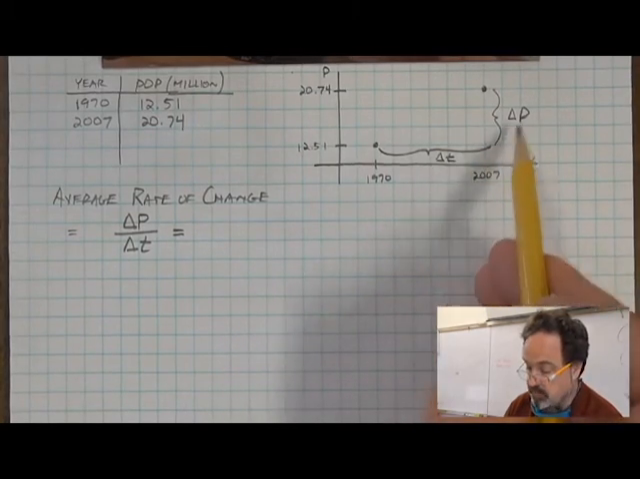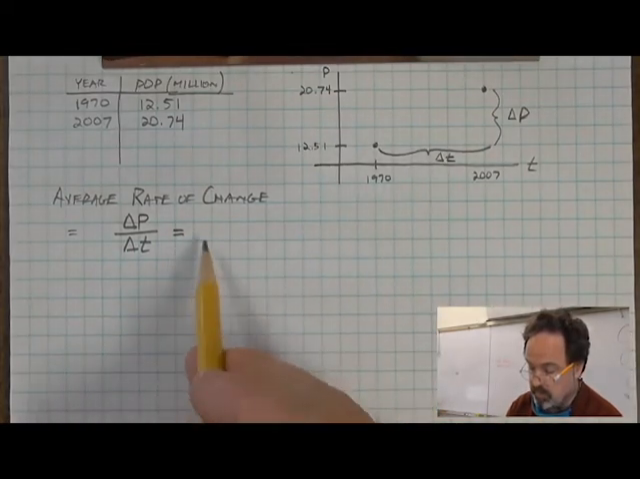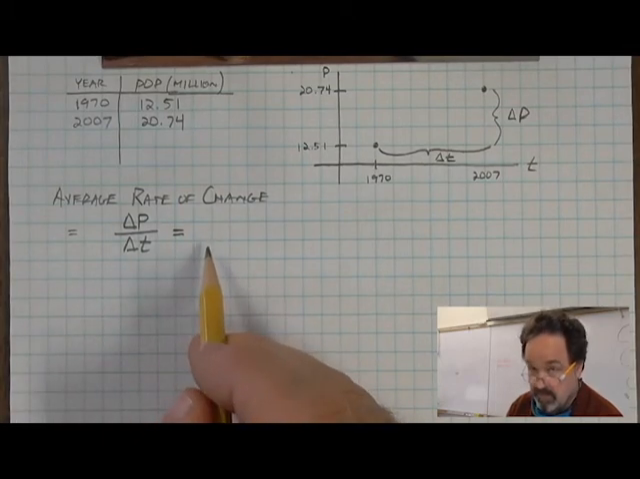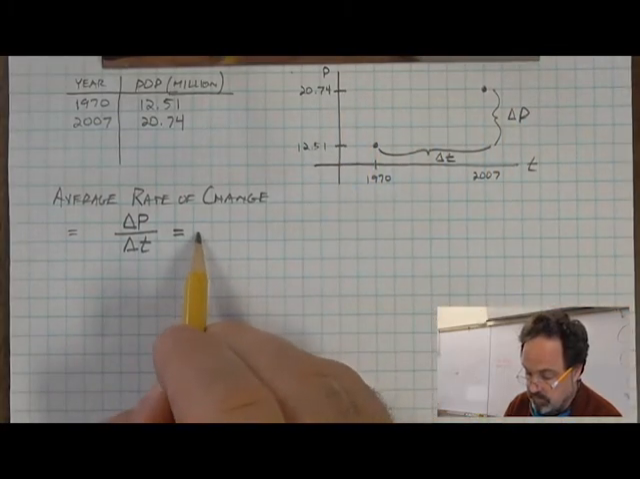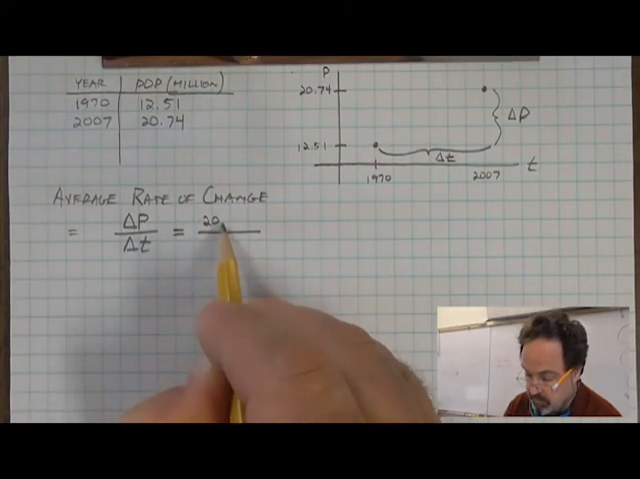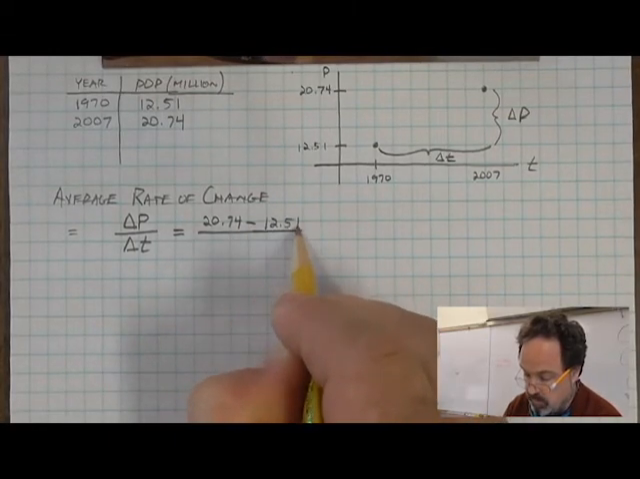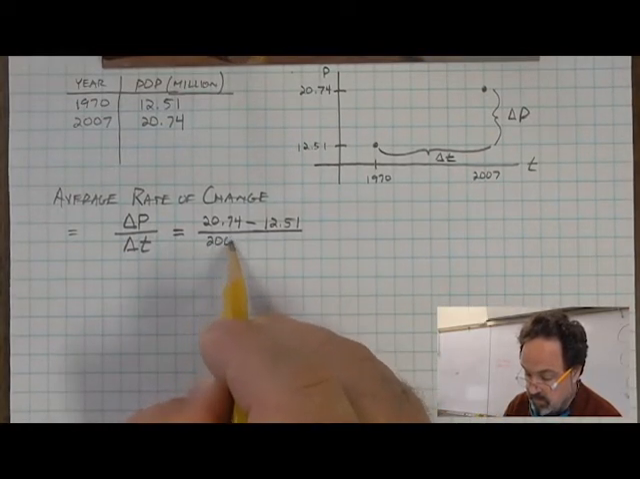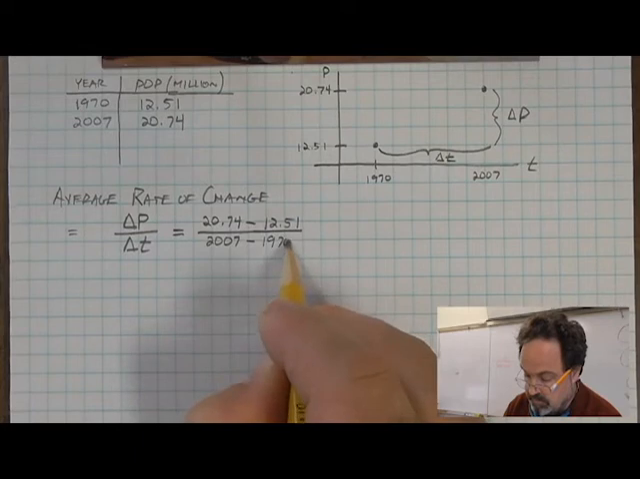And typically in algebra, we would label these delta y and delta x. So abstractly, it would be delta y over delta x. And this slope calculation is found by taking the differences between the finishing and the initial amount. So the change in population is the final amount, 20.74, minus the initial amount, 12.51. Finding delta T is taking the final amount of time, 2007, and subtracting the initial amount, 1970.